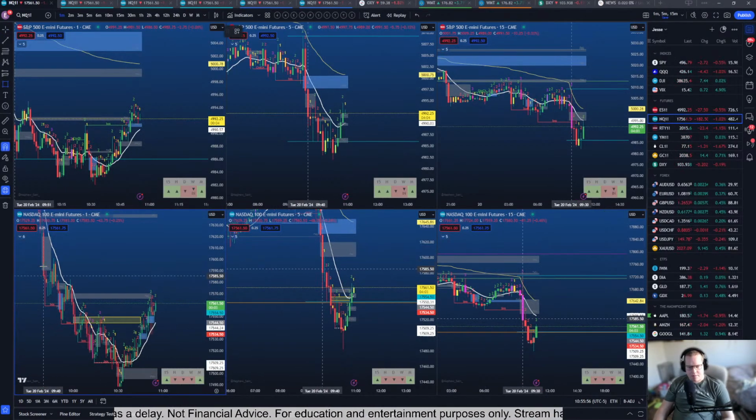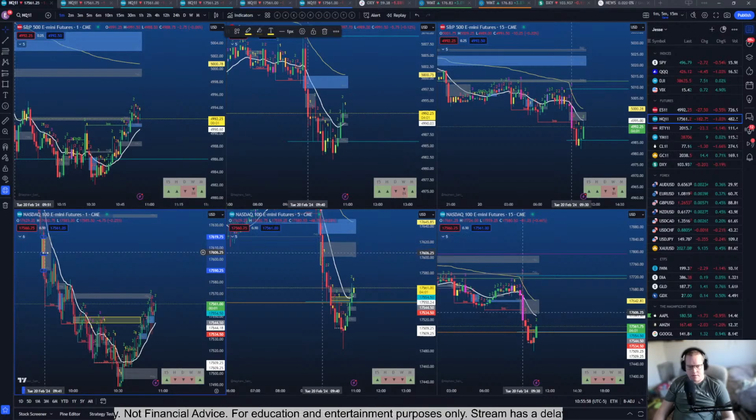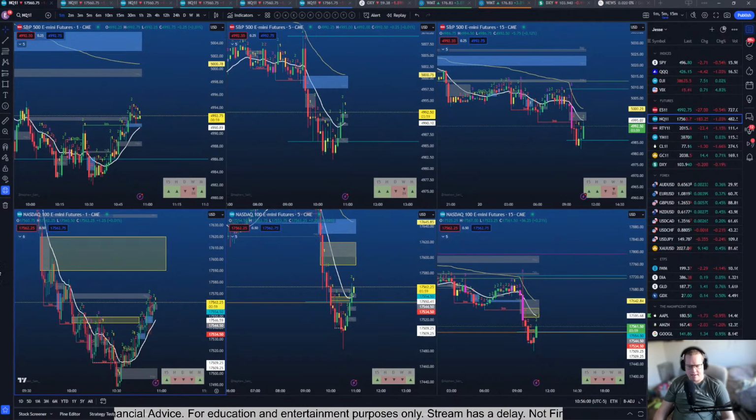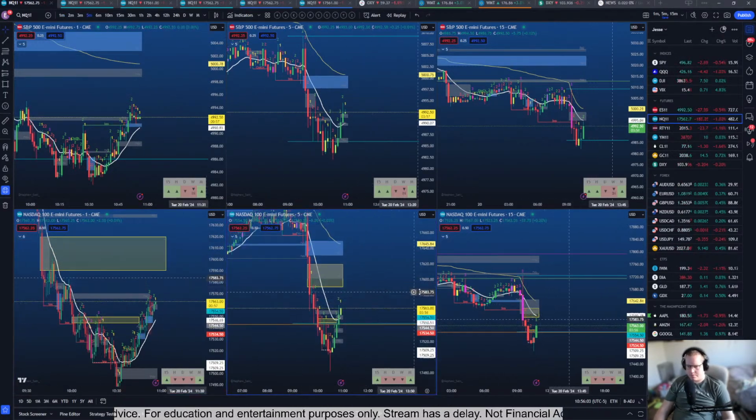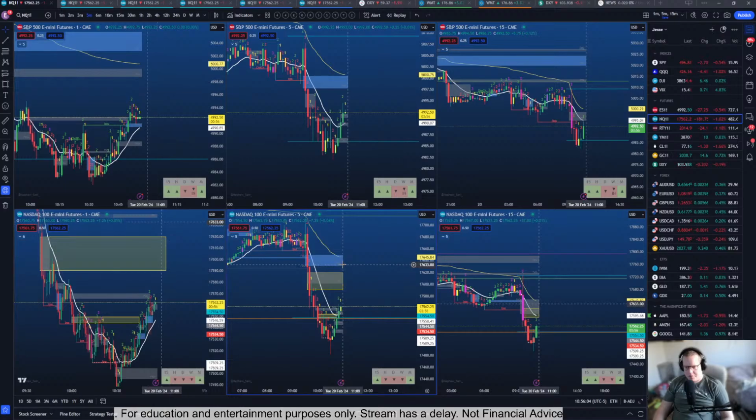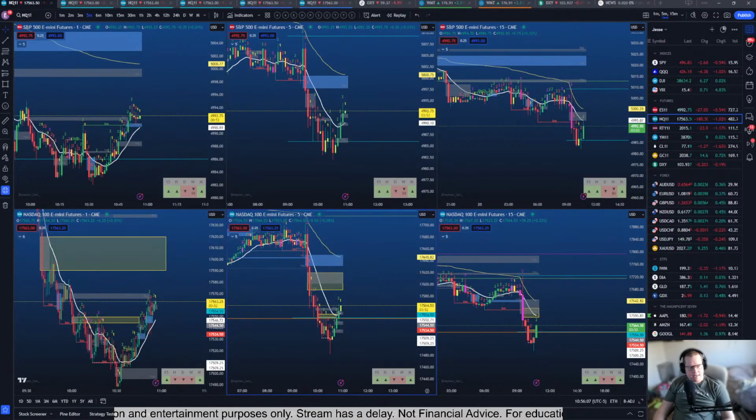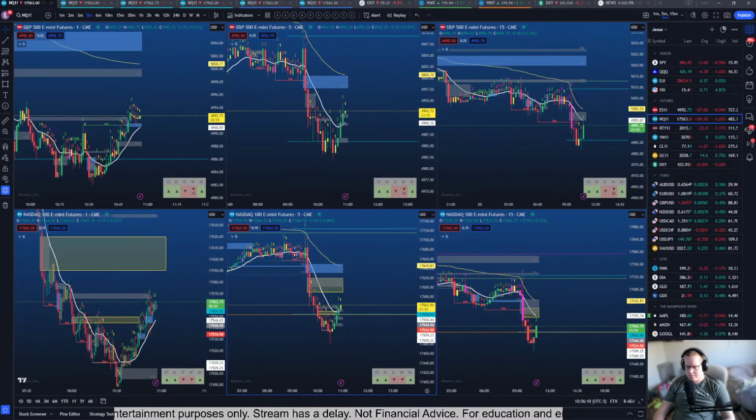Big fair value gap that I'm really watching is this one here. I think that's where we reach if we're going to go lower. Maybe even the one above it. That would probably put us at a discount on a fib level.